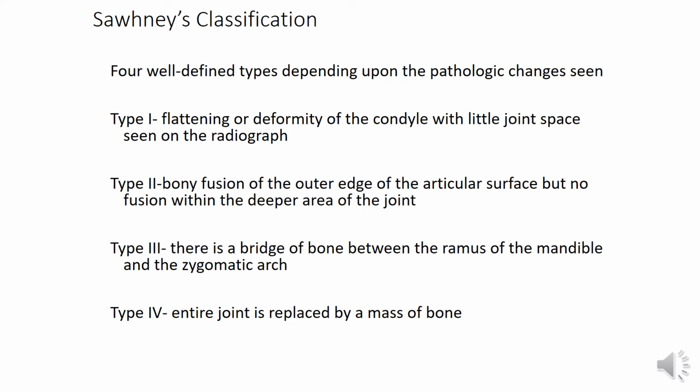The Sawhney classification has 4 well-defined types depending upon the pathologic changes seen. So type 1 is flattening or deformity of condyle with little joint space seen on the radiograph. Type 2 is bony fusion of outer edge of the articular surface but no fusion with the deeper area of the joint. Type 3, there is a bridge of bone between the ramus of the mandible and the zygomatic arch. And type 4 is the entire joint is replaced by mass of bone. So this clearly shows the volume of the ankylosis that has been there, which helps us to plan a treatment based on the type.